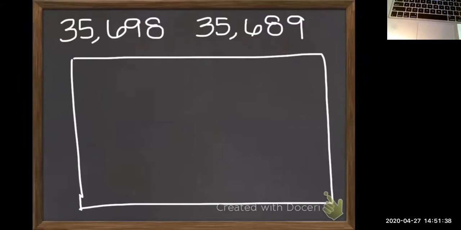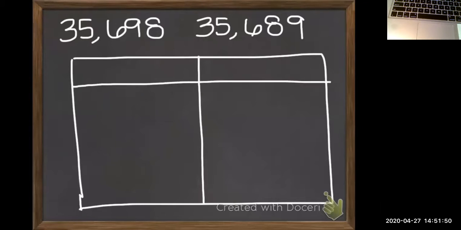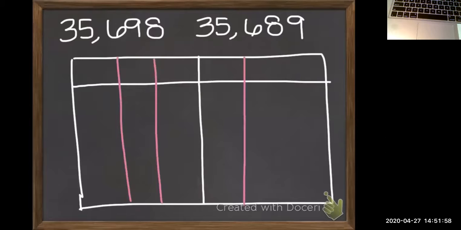I always start by making a rectangle and then drawing my place value chart. So the first thing I do when I'm drawing my chart is I divide the chart in half for my thousands period and my units period. Then I remember that each one needs 3 columns. So now I have 3 columns for my thousands period and 3 for my units. So I can label the chart ones, tens, hundreds, 1,000s, 10,000s, 100,000s.